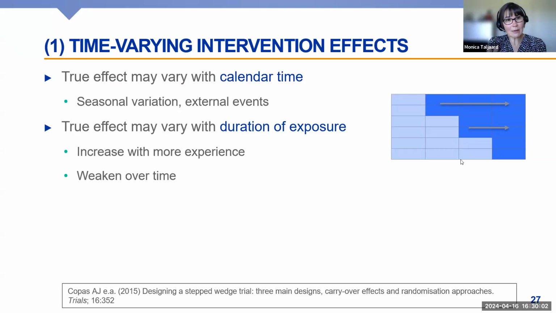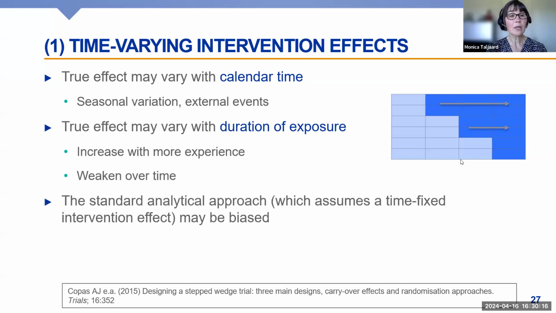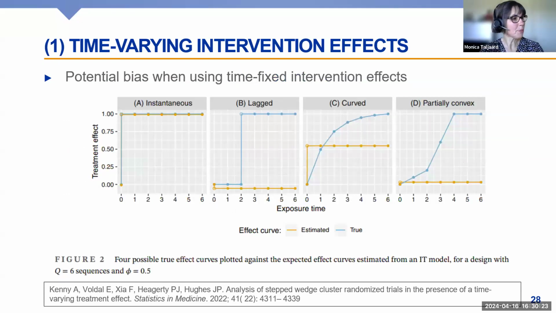So it's important to think about the type of intervention. If it's something like education, it could be that there is more of a gradual effect of the intervention. It doesn't remain stable over time. So the standard analytical approach may be biased. And here is a really nice paper by Kenny and colleagues that explored the extent to which our answer could be biased from the standard analytical approach. So I just want to quickly explain what this means.